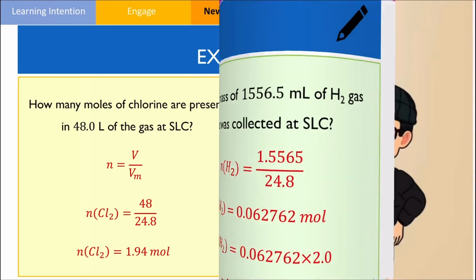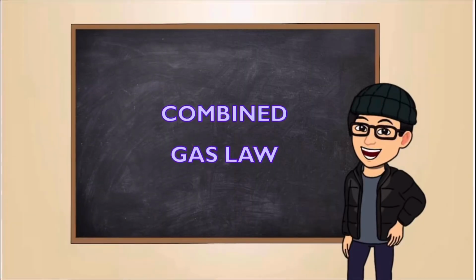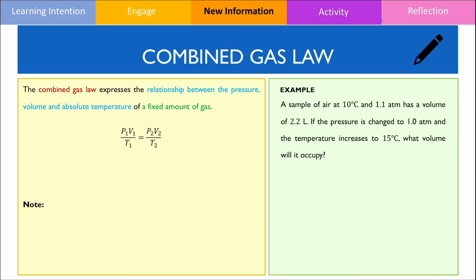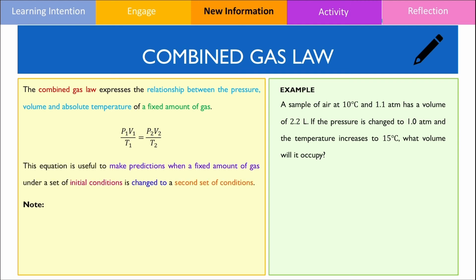In the last section of this video, we're going to look at calculations using the combined gas law. The combined gas law was derived by combining all the different gas laws and shows the relationships between pressure, volume, and absolute temperature of a system with a fixed amount of gas, as shown in the equation down below. This equation is useful for us to solve for a variable when you have a fixed amount of gas that undergoes a change in conditions.